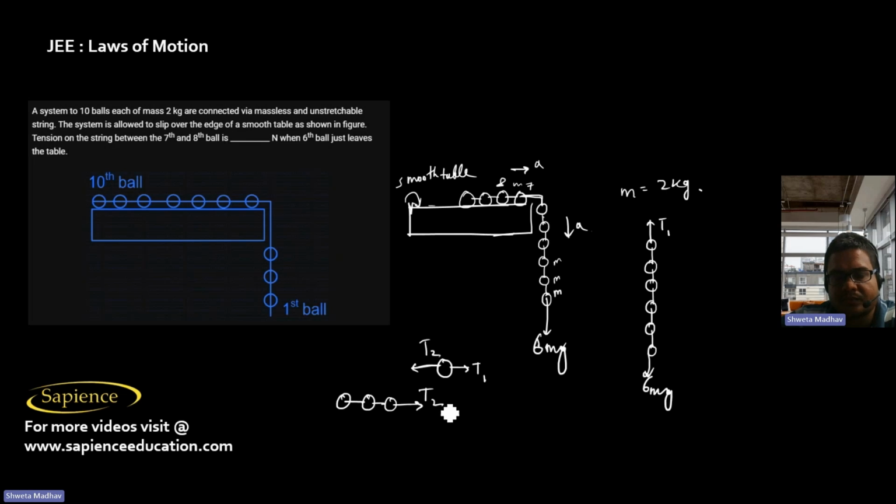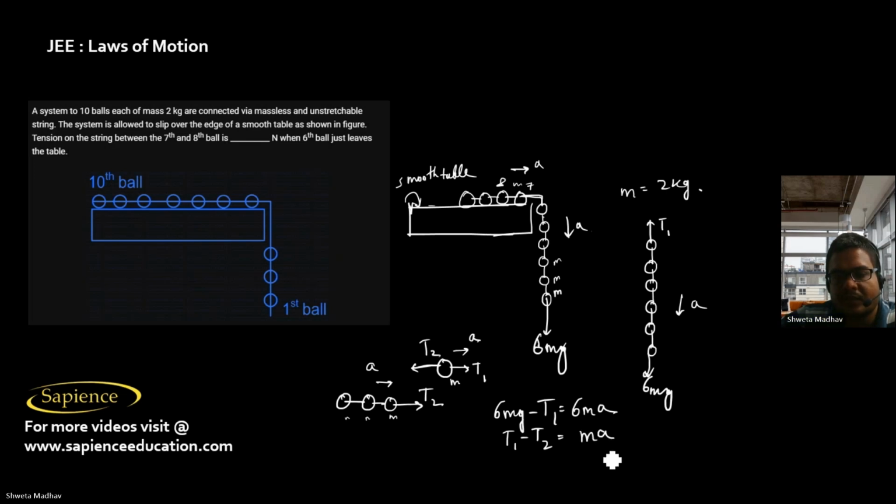So here we will have T2. Therefore it is moving with acceleration a. Its mass is m. So 6 mg minus T1 is equal to 6 ma. And similarly T1 minus T2 is equal to ma, and T2 will be equal to 3 ma.